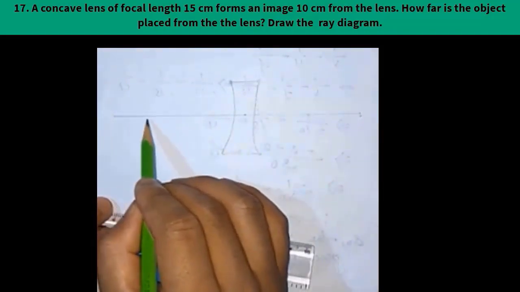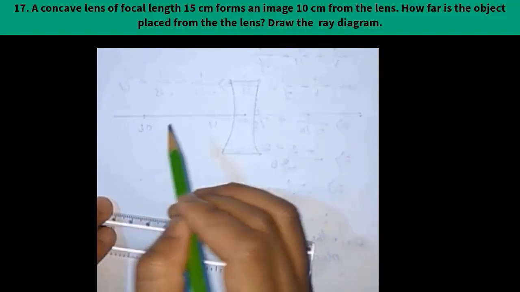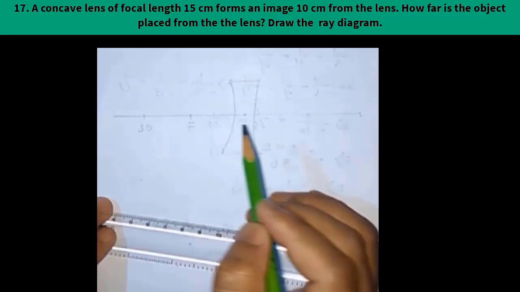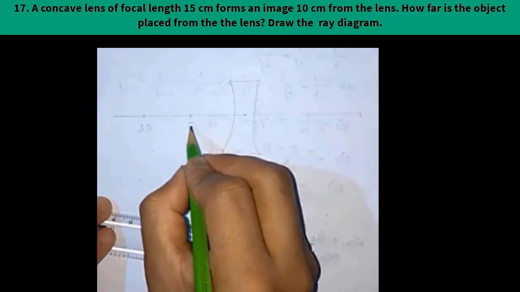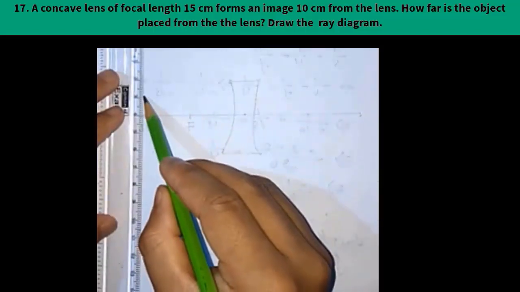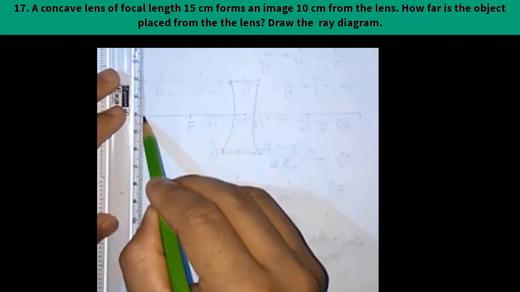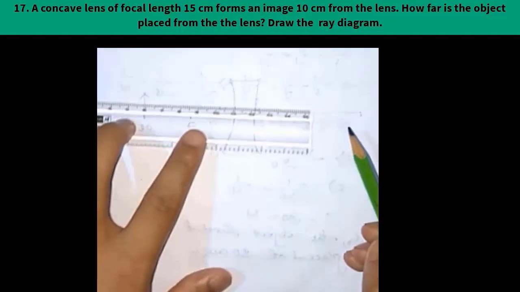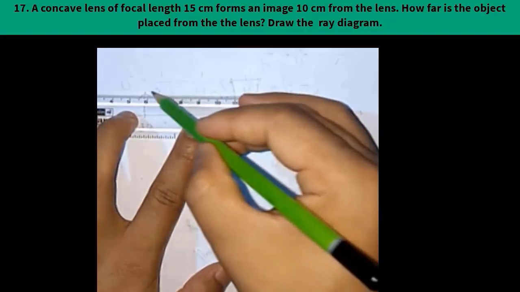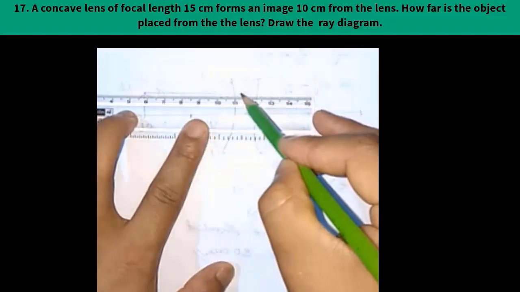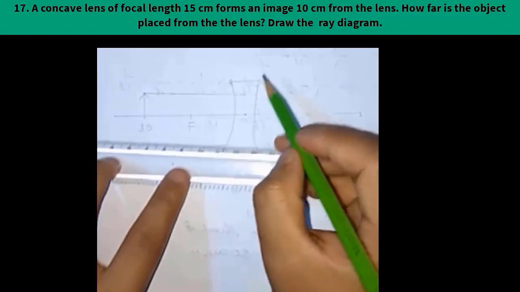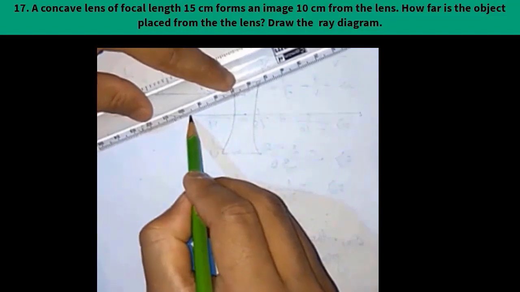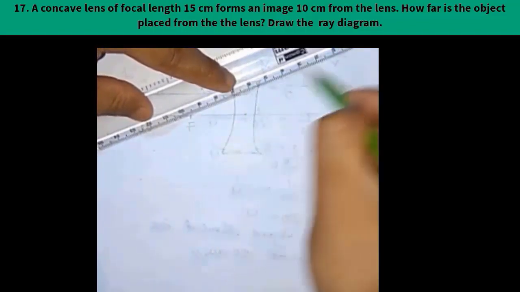At 30 centimeters, so let's take this one to be 30 centimeters, and then this is the focus. Focus is 50. So here we are keeping the object, and then you see the ray diagram. We pause here. This concave lens is a diverging lens, okay, so it will diverge. It will go like this.